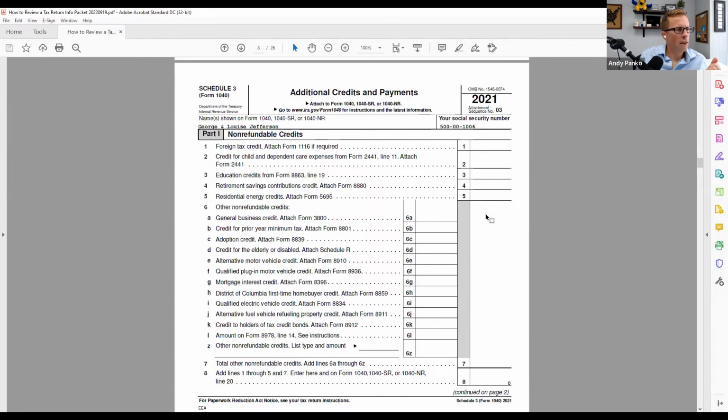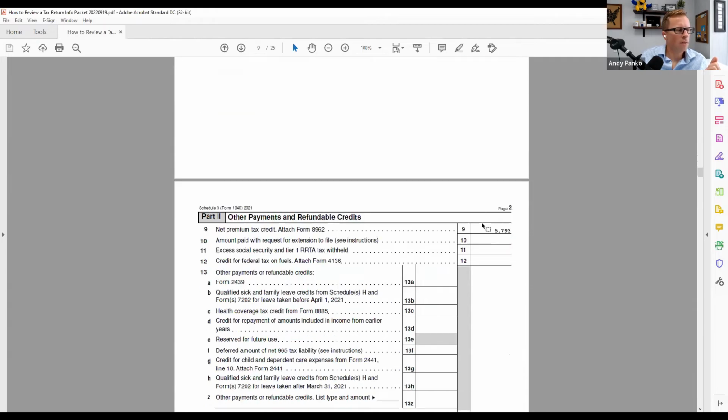Going down more, Schedule 3, this was the additional credits and payments. Here's just showing, this was George and Wheezy, I'm assuming, are on Affordable Care Act insurance. They got additional credits because their income was lower than they anticipated throughout the year, so they got extra credits. This ACA credit thing is a hard one.